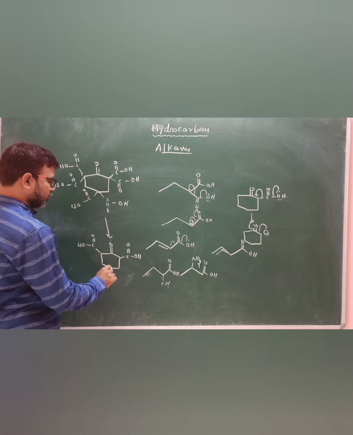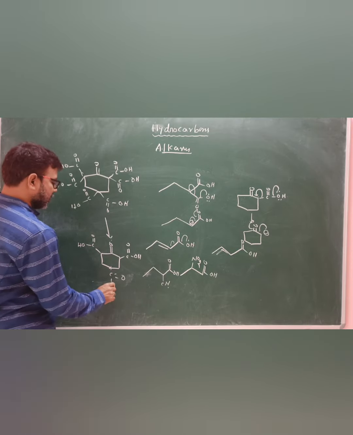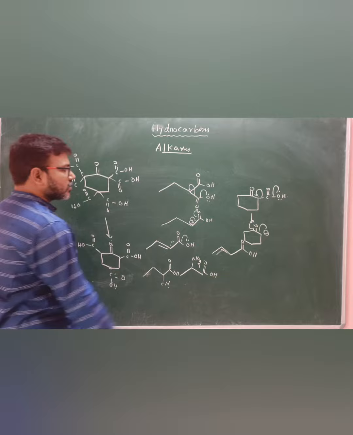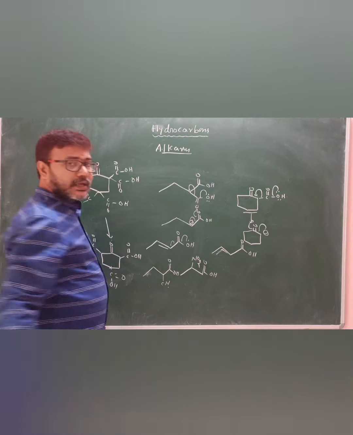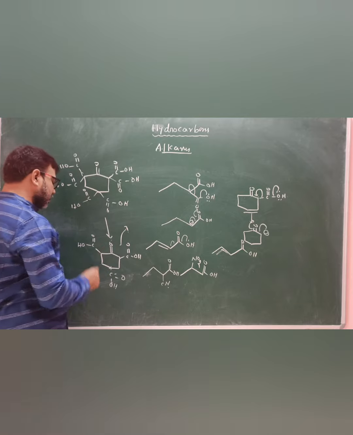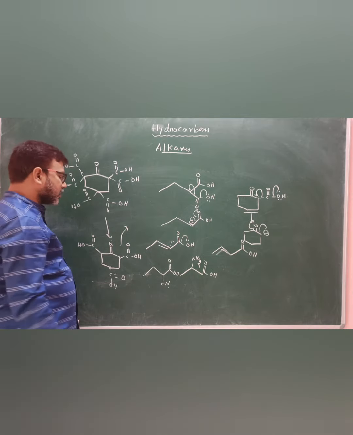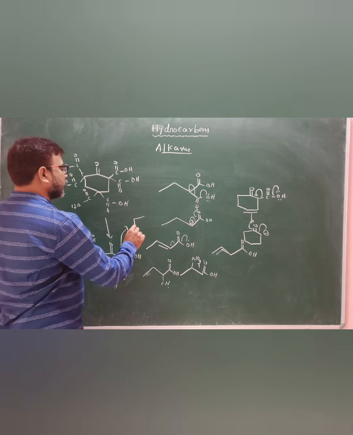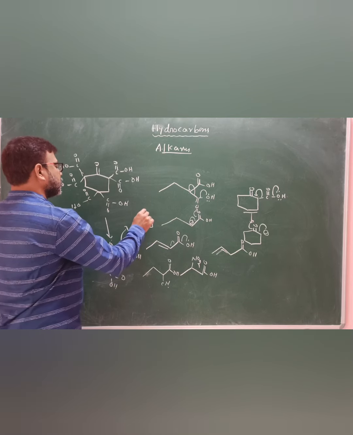So it is a keto group, it is a COOH. It is a beta keto carboxylic acid, this group. It easily undergoes decarboxylation on heating. It is a beta keto carboxylic acid, it is also a beta keto carboxylic acid, loss of COOH. So finally you get the product, this one.